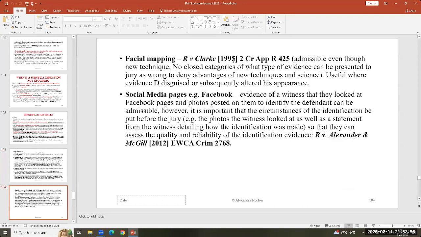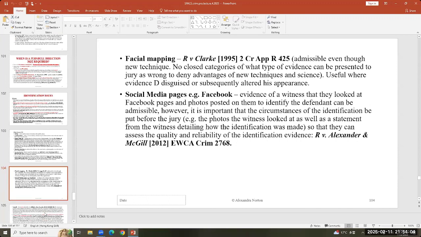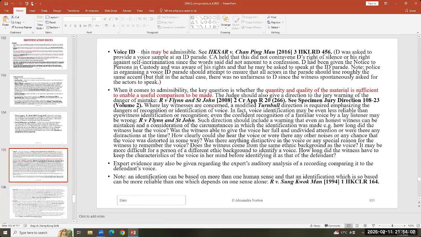I put for you some other more recent cases about looking at someone's social media site in order to make an identification as well. And then other forms of identification like voice identification. This can be admissible. This is a legitimate form of identification, provided you have a useful sample.